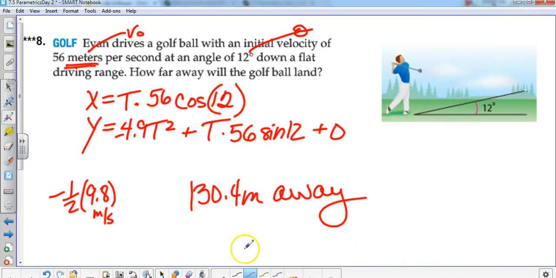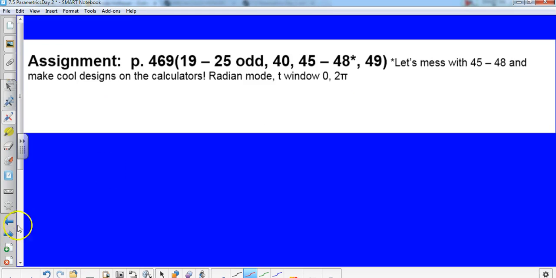All right, so you have some application problems on your homework. This is the assignment you need to work on. I wrote you a little note here. When you do 45 through 48, they're matching. I put my calculator in radian mode and did 0 to 2 pi, and I made some really fun designs and fiddled around. What you want to do is change some of the values. We'll spend the first 5 minutes playing with those tomorrow while we eat our Pi Day cookies. How's that sound? Yeah.